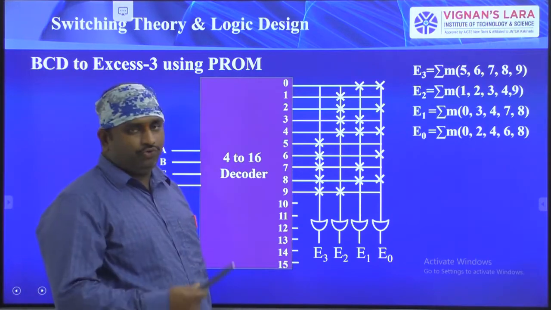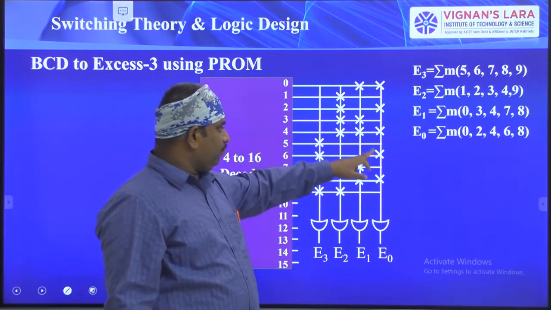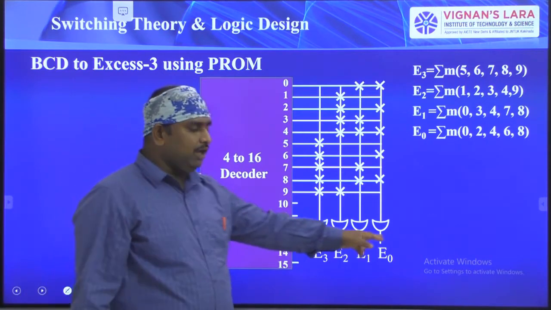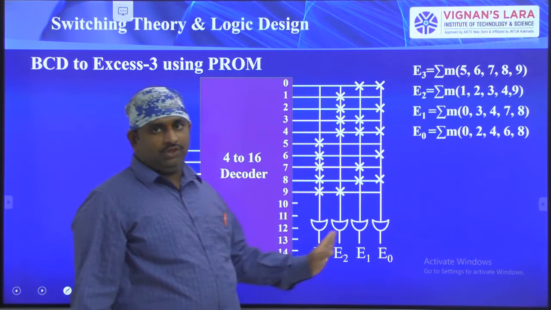Next, coming to E0, where E0 is equal to sigma m of 0, 2, 4, 6, 8. So this is 0, 2, 4, 6, 8. Those outputs we have connected to E0. In this way, from E3 to E0, all the outputs we have defined from the decoder outputs.